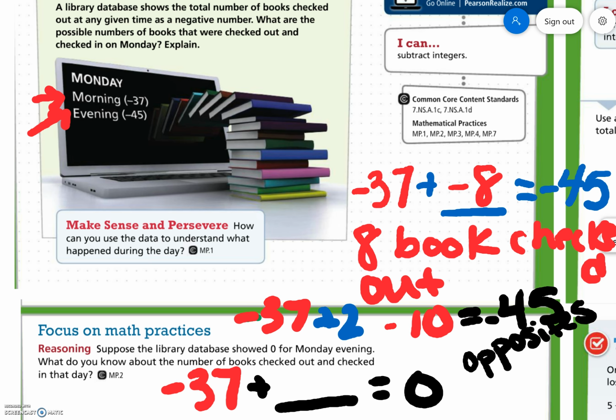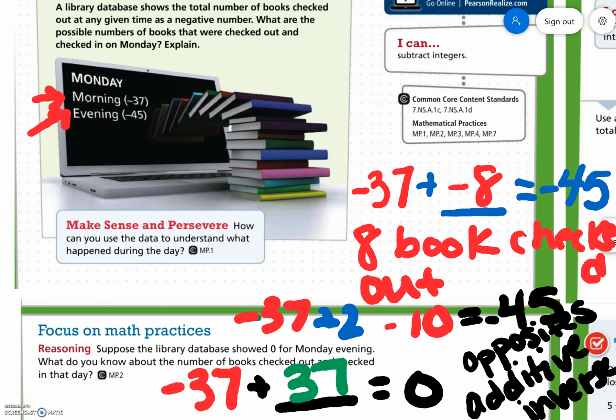Who else remembers the other vocab word we use that means the same thing as opposites? Additive, because we're adding. Additive inverses. Okay, so that would mean we needed to add 37. So that means 37 books were checked out and 37 books were checked in.